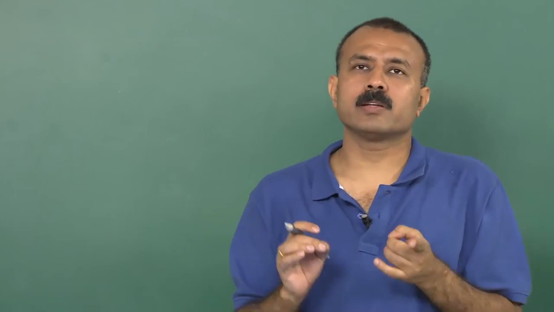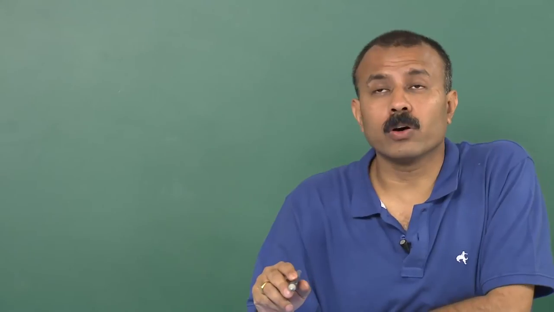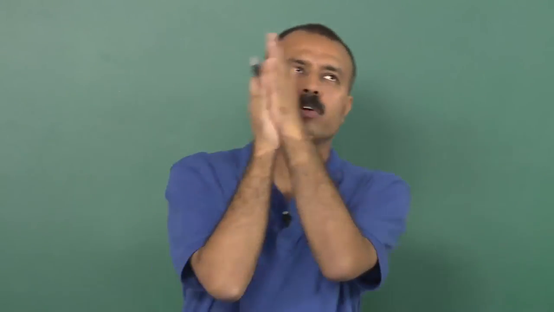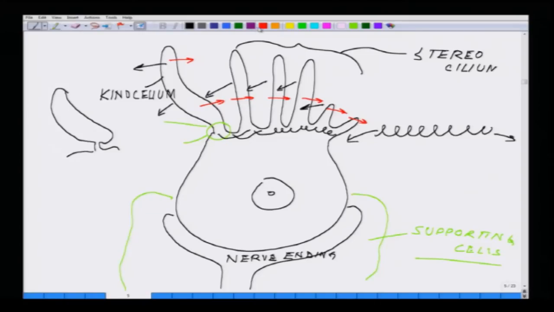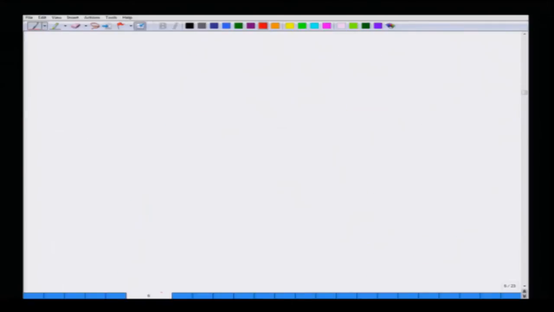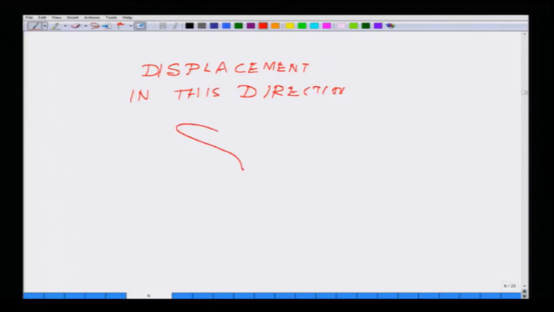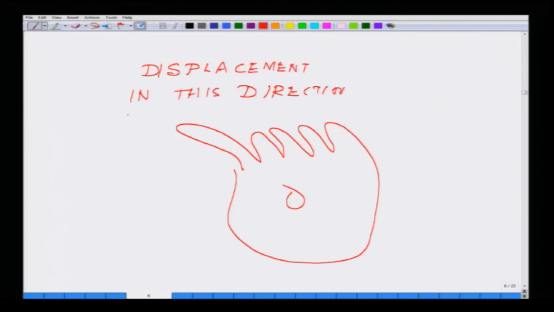And based on that direction, it decides whether this is going to conduct current or not. So, it is purely mechanical. If all of them move in one direction, they will be on, and if they move in the other direction, they will be off. So, if you had to put it in text, it will be a displacement in this direction. Say for example, if all of them are moving like this, it is positive or generates a signal.